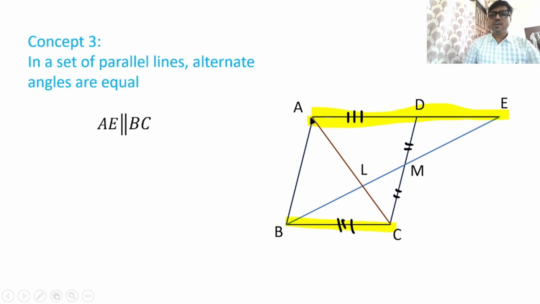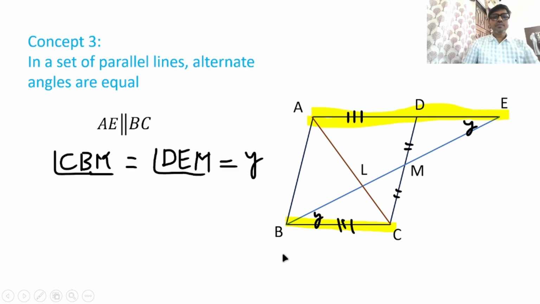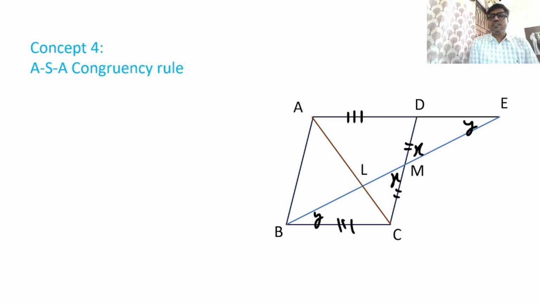What is the alternate angle here? AEB. You can draw a Z here. AEBC. So these corners you have, these are the alternate angles. Let me show that. So take them as Y. This is one angle, this is another angle. Both of them are equal. So angle CBM, that is one angle, this is Y, equals angle DEM. I'm writing it this way. So both angles are equal. Let's call them Y. That's the third concept.